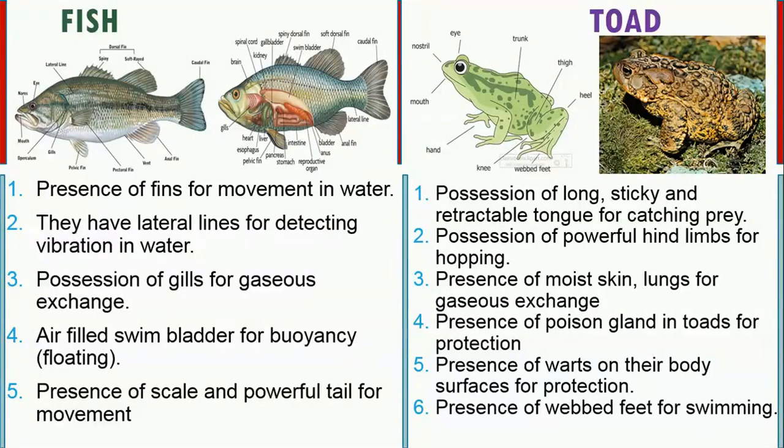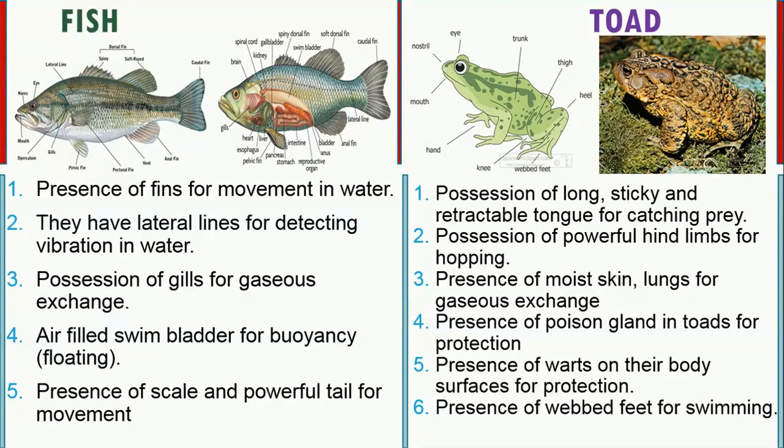Possession of a long, sticky, and retractable tongue for catching prey. They have very long tongues, okay, and the tongues are sticky, so they can easily be retracted back into their mouth. Okay, and they use it for catching prey, especially insects. Number 2 is possession of powerful hind legs for hopping. They use it to hop from one place to another. They don't walk, right? They use the hind limbs to hop from one place to another.